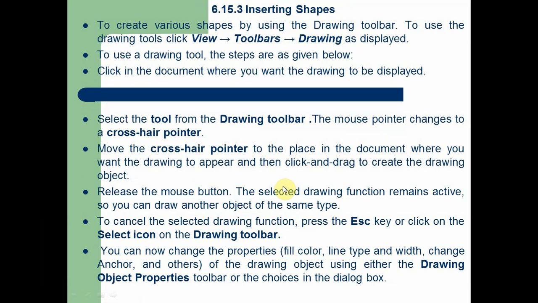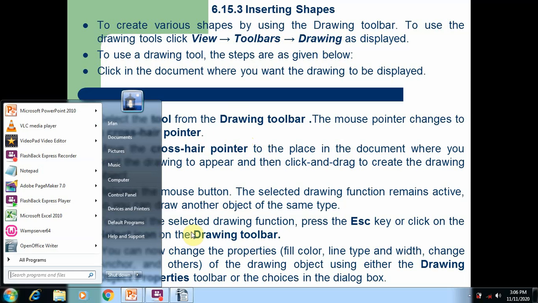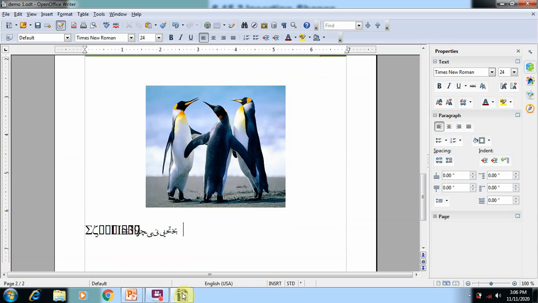Now the next topic is inserting shapes. For drawing, there is a special software called MS Paint in my Windows operating system. Other than that, some drawing tools are also available in OpenOffice Writer. These tools are available in the Drawing toolbar. If the Drawing toolbar is not available on the screen, you can select View, Toolbars, and select Drawing. Then the Drawing toolbar will appear. There you can see many tools. By using the tools you can draw many shapes. Now we will try how to insert many shapes in OpenOffice Writer.